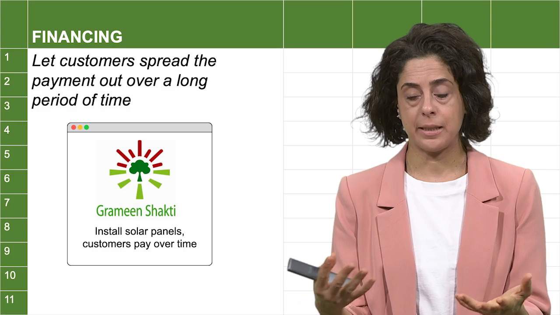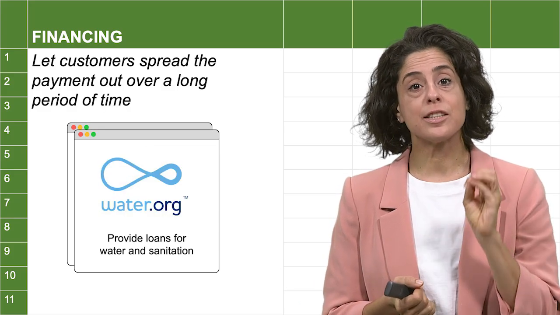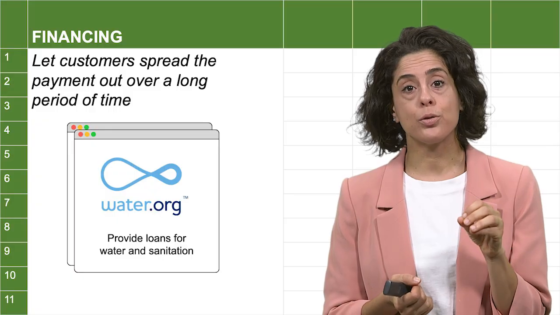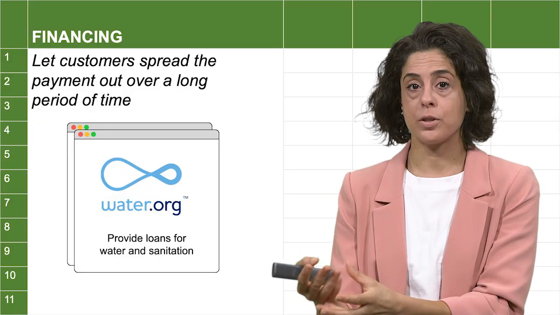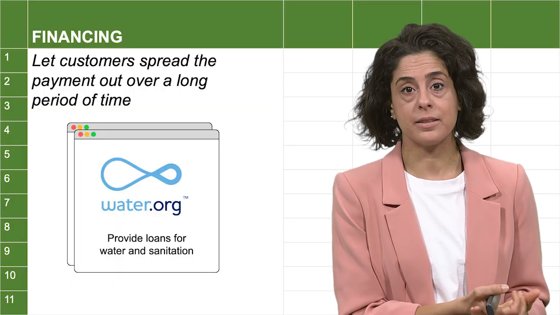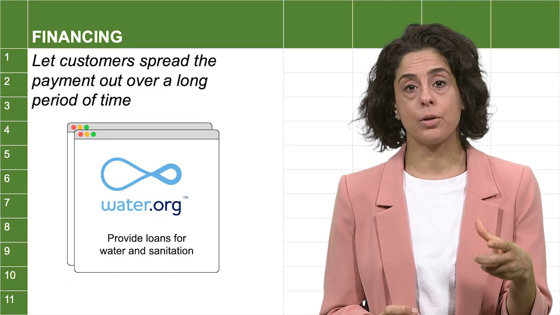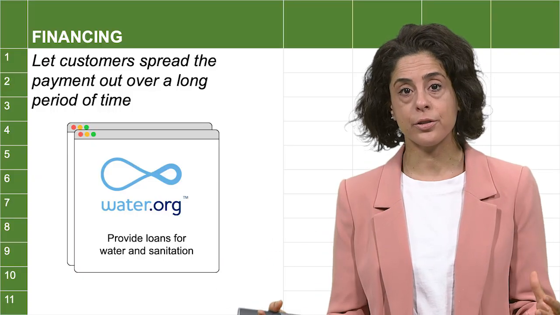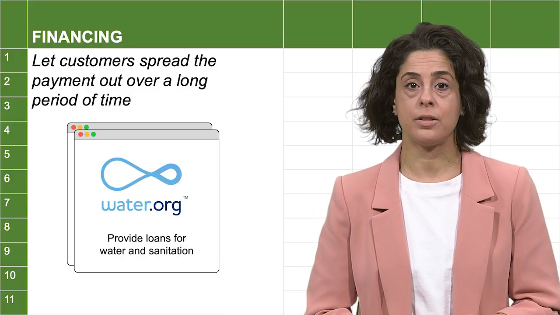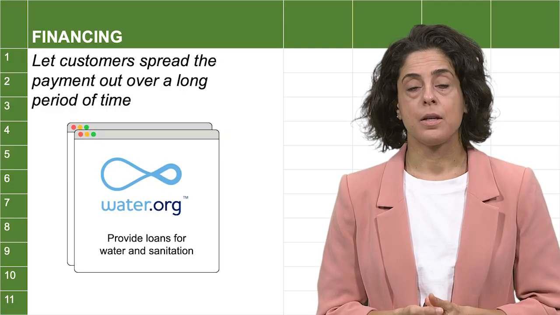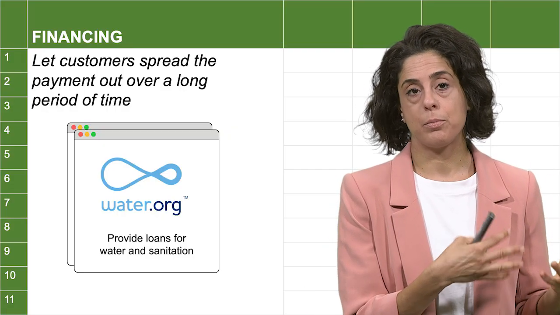So that's financing. Another example is water.org, which provides loans to people who don't have water and sanitation, which means a source of water in their home and a toilet. Water.org helps finance these through loans, and they work with community partners to provide water and sanitation around the world. So that's what I meant by financing in terms of different payment models.